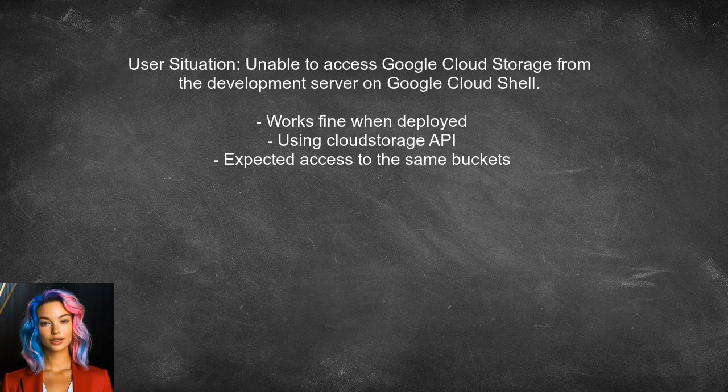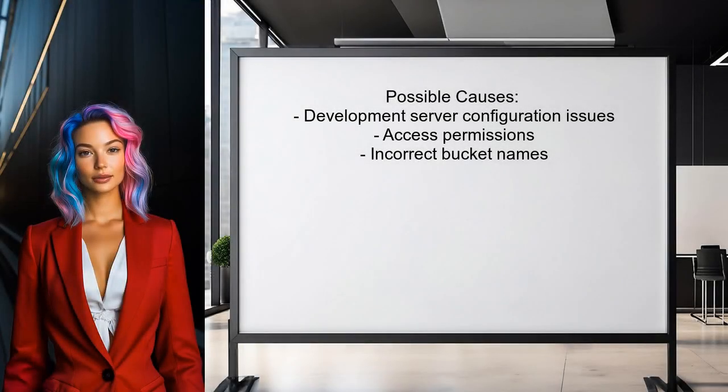Here's the specific situation we're addressing. One user mentioned that they are unable to access Google Cloud Storage from the development server running on Google Cloud Shell, despite it working fine when deployed. They are using the Cloud Storage API and expected the development server to access the same buckets as the deployed application. So what could be causing this issue?